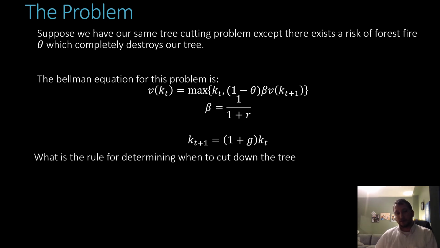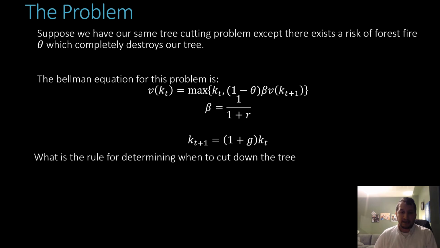The Bellman equation for this problem is now as follows, where our value, our capital, is going to be equal to the maximum of picking up that tree, or this discounted value that we'll get in the next period times this probability of this tree surviving. That's going to be denoted by 1 minus theta. Obviously, beta here is just going to be 1 over 1 plus r, and the growth rate of our tree is going to be the same.